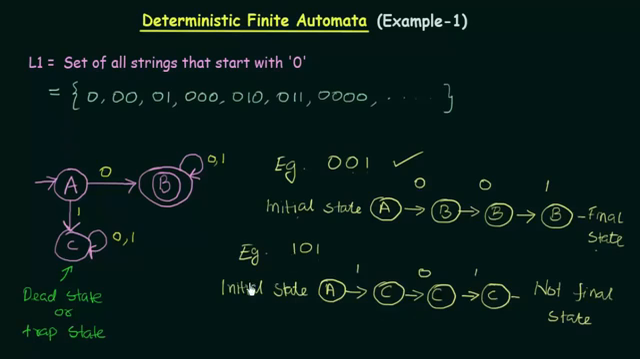So since this string started from the initial state but could not reach the final state, this string is not accepted. It is rejected. So we see that when this string started with 0, it was accepted, but this string, as it started from 1, was not accepted. So we have successfully designed a DFA for all strings that start with 0, and these examples are the proof for that. So I hope that was clear.